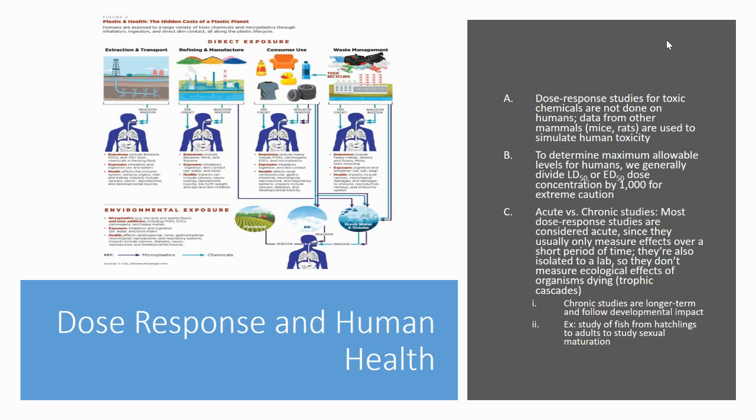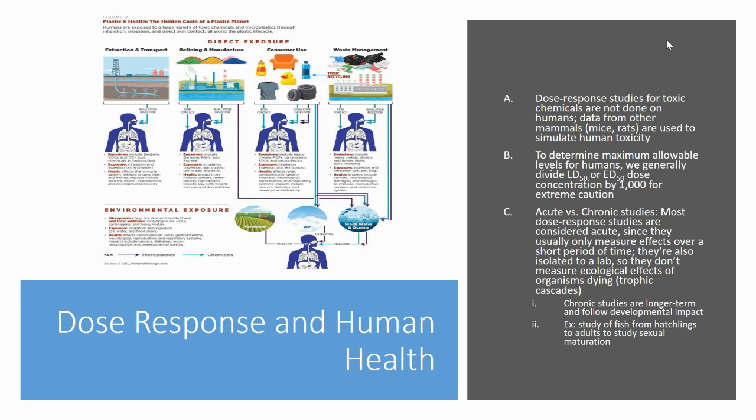That also brings me to a couple other vocab words that we need to be familiar with: acute versus chronic. If you were exposed to certain pollutants at certain periods of time, that may be acute or that may be chronic. Acute means for very short periods of time, versus chronic, which means you are exposed for very long periods of time. So most dose response studies are considered to be acute. They only measure effects over very short periods of time. Usually they're very isolated, so they don't necessarily measure ecological effects of those organisms.